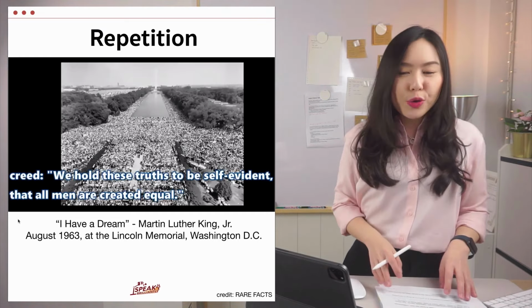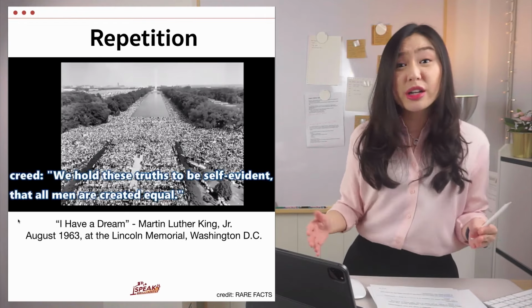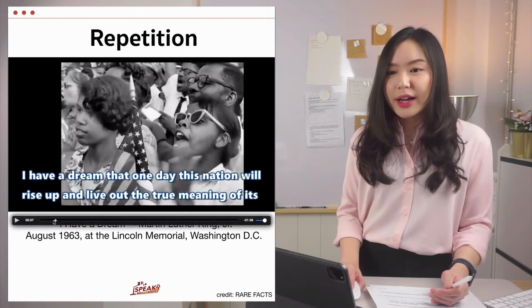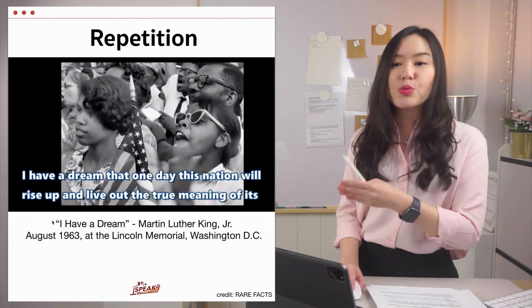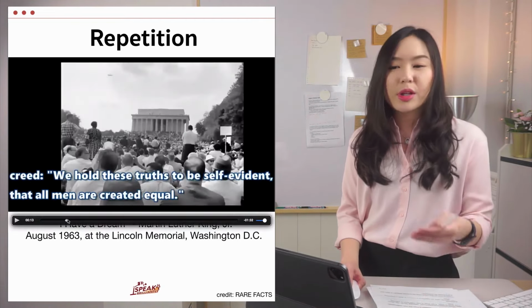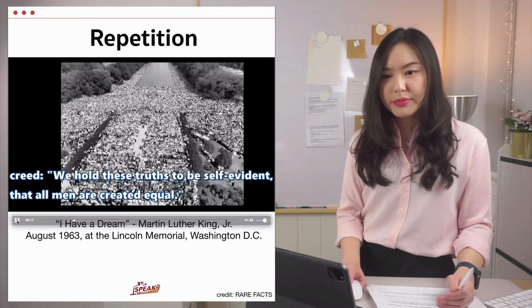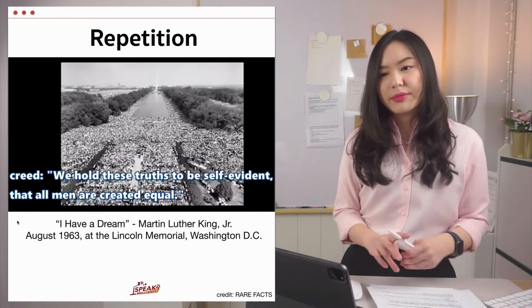If you see, it starts with I have a dream, and the sentence is pretty long, right? So I have a dream that one day this nation will rise up and live out the true meaning of its creed. Blah blah blah, right? And then let's see next. All men are created equal.